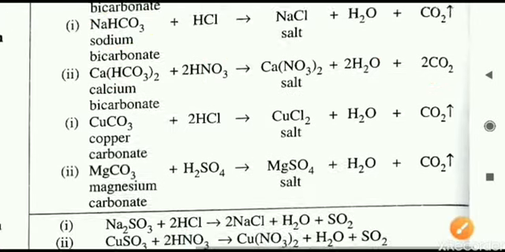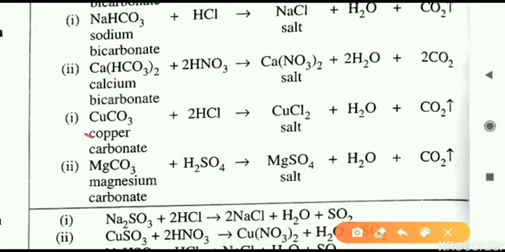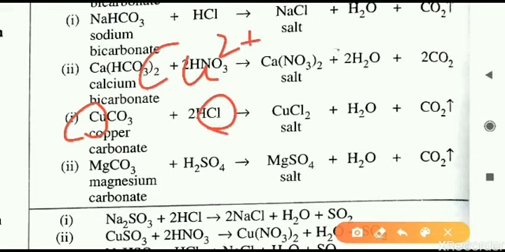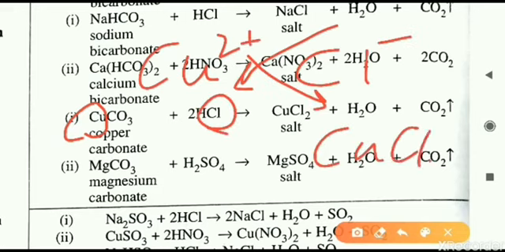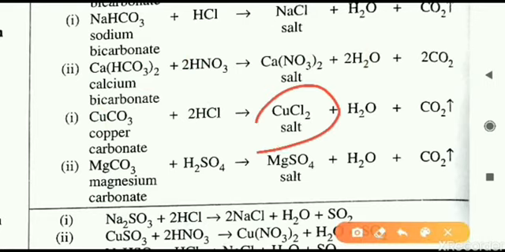Now the third equation, which is for carbonate. Here also copper is the positive part, Cu2 plus. Here what is the negative part? Cl minus. So what will we get? Transposing this, you will get CuCl2. So that is the salt that is forming. The remaining things are water and carbon dioxide.